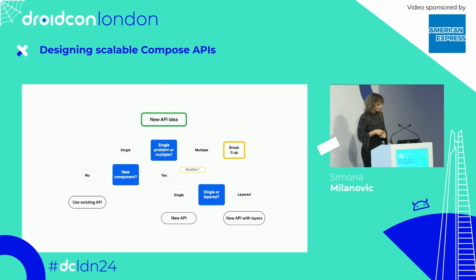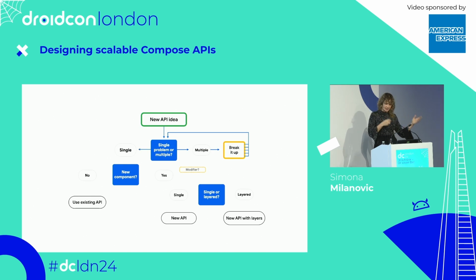So to quickly recap this first part of the design process, we start with a new idea for an API. And the next thing we have to do is, does this API solve a single problem or multiple? If we realize it's actually multiple, then we need to break them out into multiple components and go back all the way to the start. However, if we realize that the API actually solves a single problem, then we can continue on and try to think about whether this API is actually a new component.